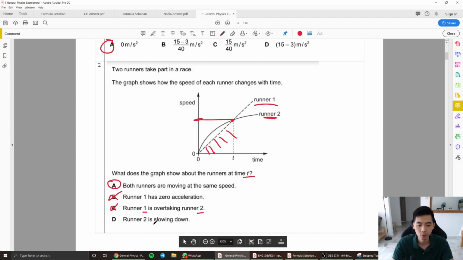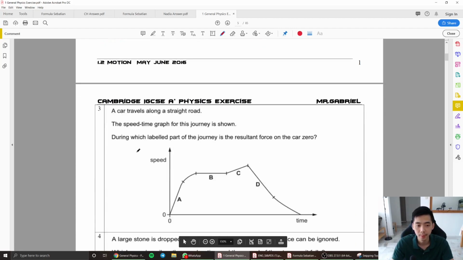And finally, runner 2 is slowing down. No, runner 2 is not slowing down. Runner 2, if anything, is actually still speeding up, just with a decreasing rate. And that is why the answer is supposed to be A in this question here.